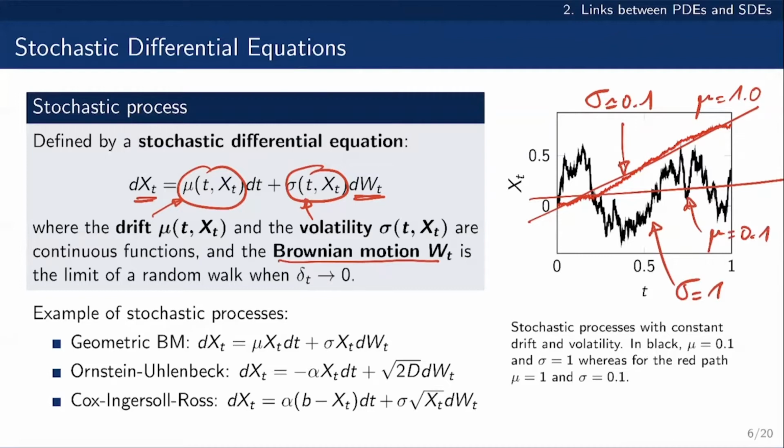A few famous stochastic processes would be the geometric Brownian motion, which is often used in finance to model stocks, and both the Ornstein-Uhlenbeck and Cox-Ingersoll-Ross processes that are basically used to model interest rate.